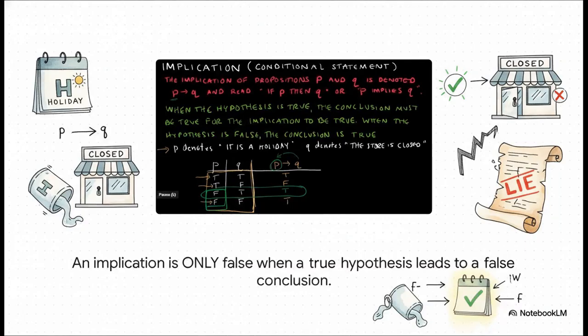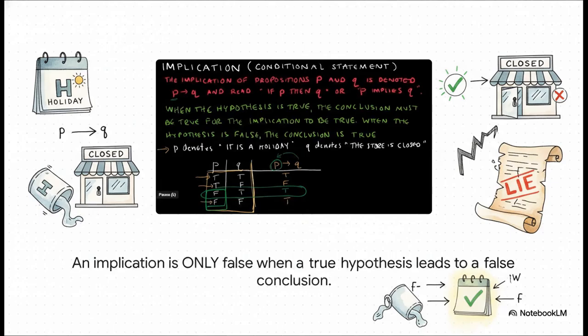So here it is. This is the golden rule you have to burn into your brain for the exam. That if-then promise is only broken, it is only false, in one very specific situation: when the if part is true, but the then part is false. Think about it. If it is a holiday, but the store is open, well, that promise was a lie, right? It's false. In every other case, the statement is considered true.